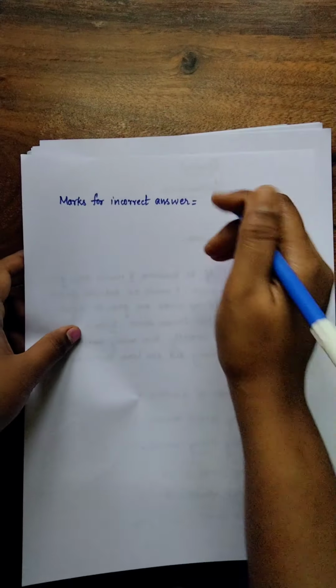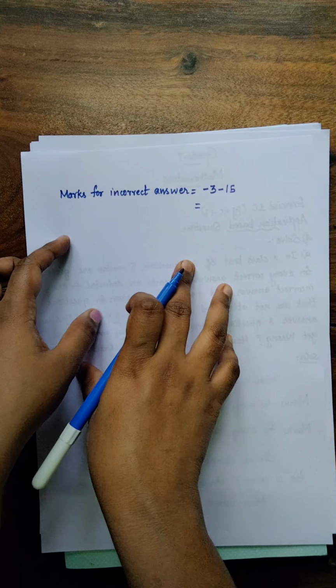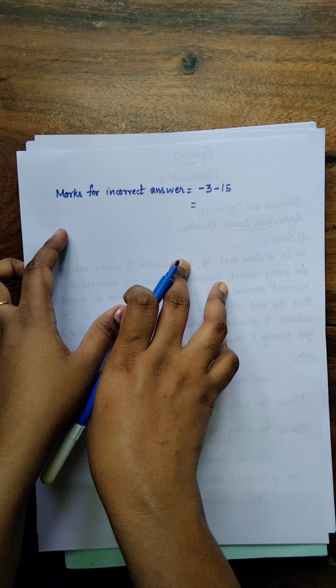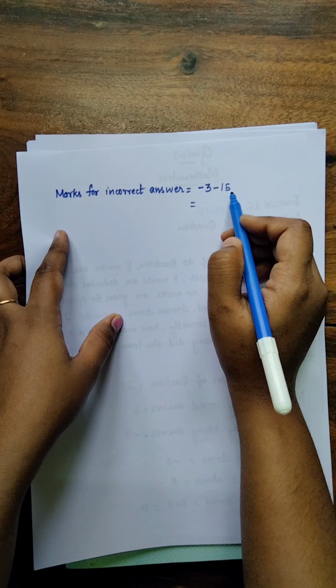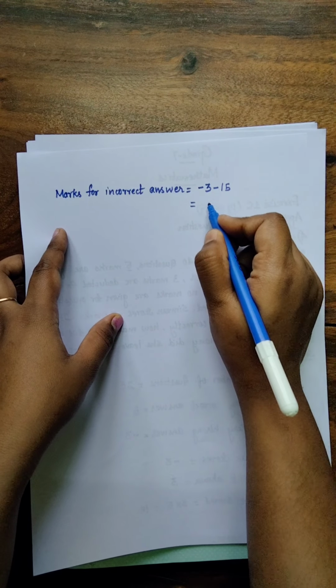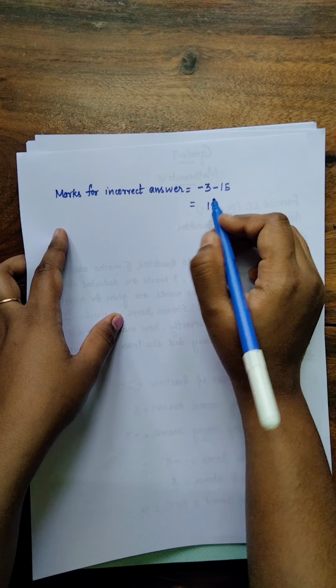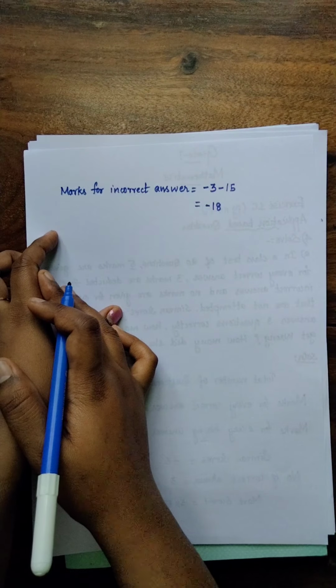So, minus 3 minus marks scored for correct answers. What is the marks scored for correct answers? It is 15. So, minus 3 minus 15. Both numbers have the same sign. Same sign means what will you do? Add or subtract? We will add. What is 3 plus 15? 18. Both numbers have the same sign, so we put that sign. So, minus 18. Marks for incorrect answers is minus 18.